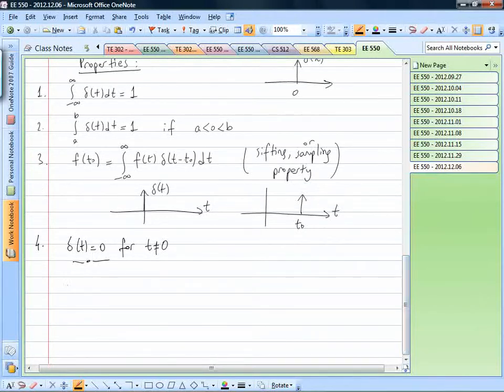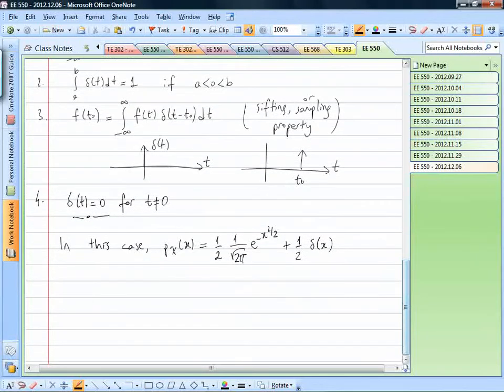Going back to the example, in this case what happens is p sub x of x is going to be 1 over 2 times the Gaussian, e to the minus x squared over 2, plus 1 over 2 delta(x). So if you plot this, what you get is a Gaussian with area 1 over 2 and then a delta at t equal to 0 on top of the Gaussian, a standard Gaussian. Okay, so this is how the plot would look.